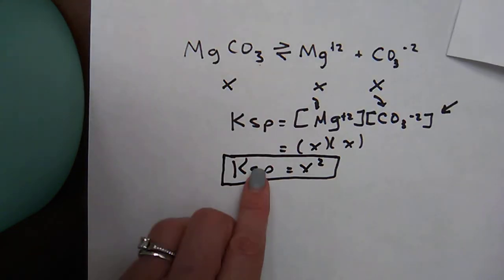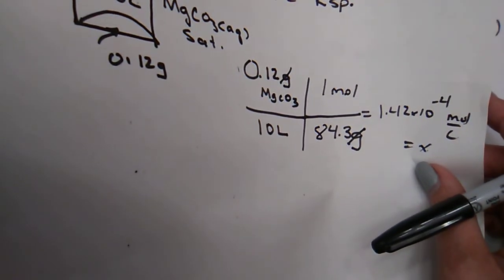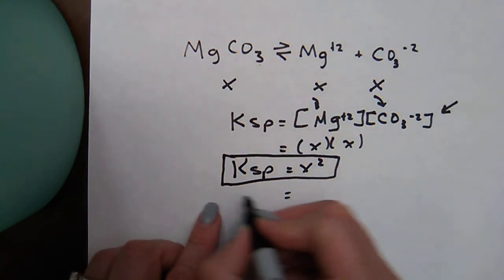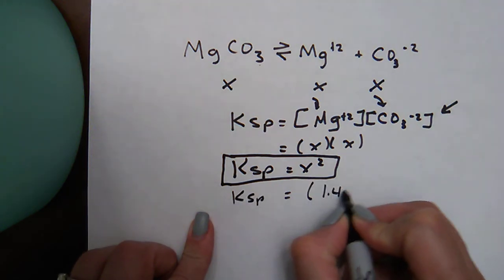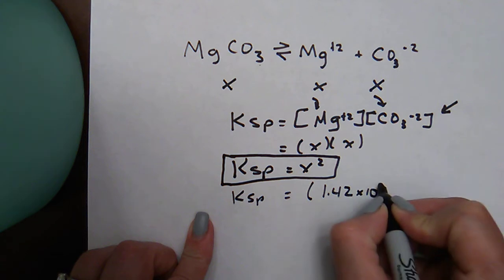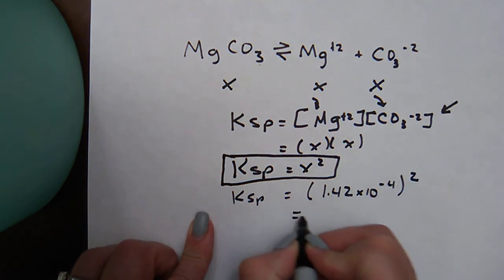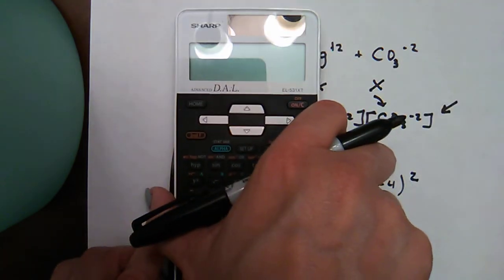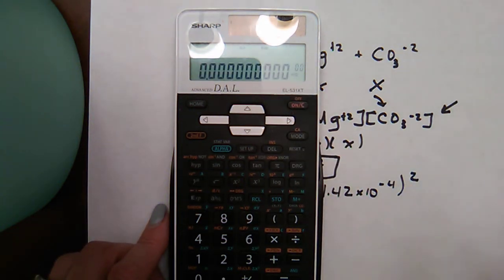So we're going to find the KSP, and we right here calculated X as 1.42 times 10 to the minus 4. So I'm going to substitute that in place of X. So I'm going to say my KSP then is going to be 1.42 times 10 to the power of minus 4, all squared. Now again, on your calculators, in order for us to do this correctly, hopefully this is going to show clear for you guys.